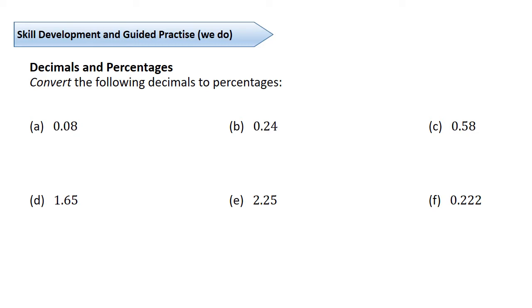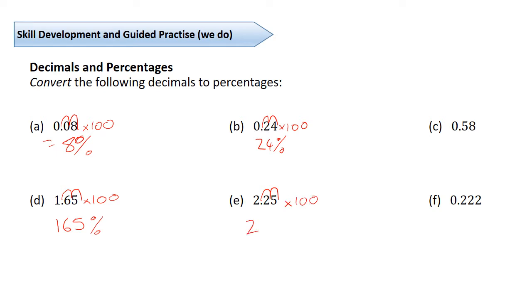Right, pause here and have a go at these ones. Same as what we were doing before. All you're doing is timesing by 100, which means you get the decimal place and go 1, 2 jumps to the right, 8%. So 1, 2, 165%. 2, 24%. So it's always just the 2 jumps to the right to convert a decimal into a percentage. And there you have it.